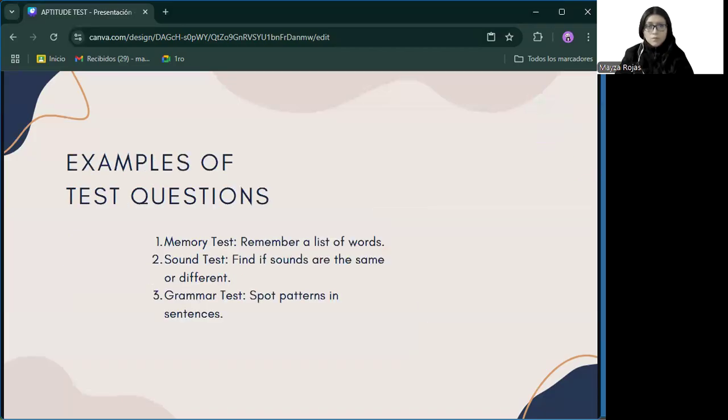And we have examples of this kind of test questions. Memory test to remember, for example, a list of words. Sound test to find if sounds are the same or different in a list also. And grammar test, well, spot patterns in sentences. So this kind of task shows how aptitude tests measure learning ability.